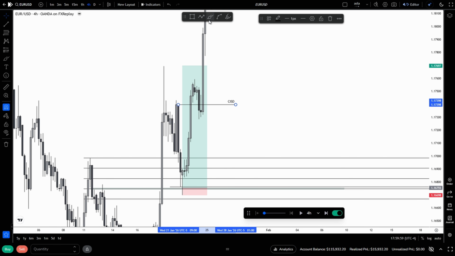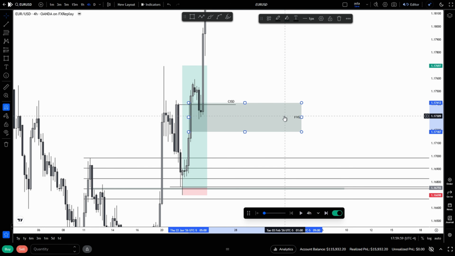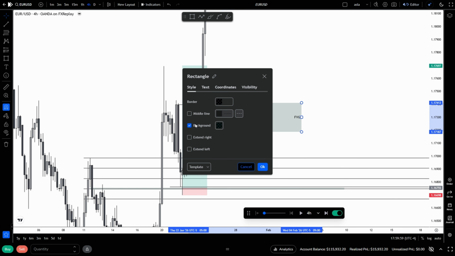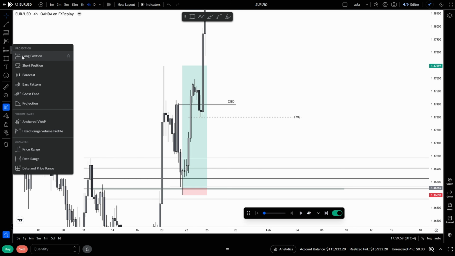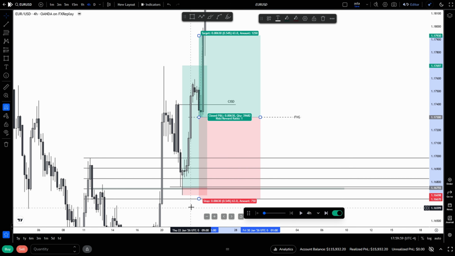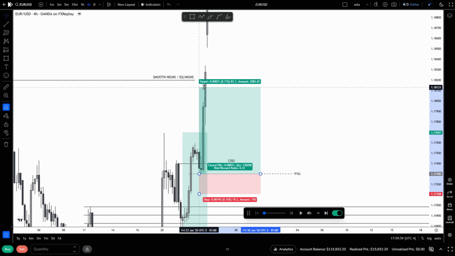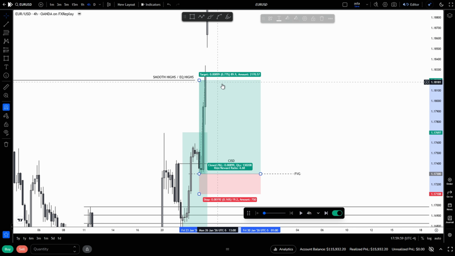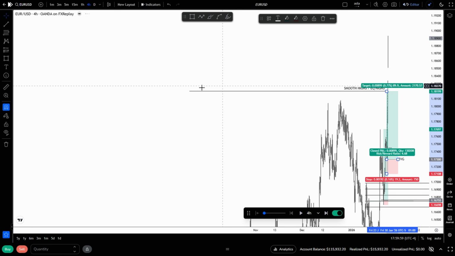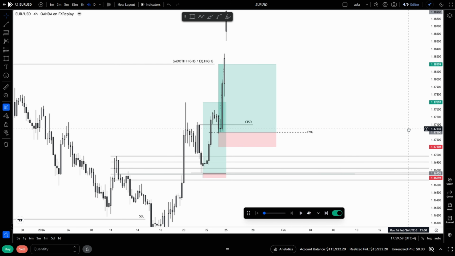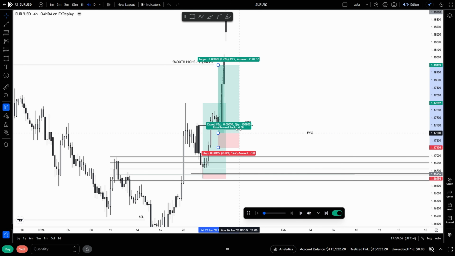And the confirmation we are looking for is a change in the state of delivery combined with a fair value gap. Once price gives us that change in state of delivery, and once we see the fair value gap forming, we now have a clear trading setup. At that point, I can easily place my entry at the consequent encroachment of the fair value gap. The consequent encroachment is simply the midpoint of the fair value gap, which often acts as a precise entry point.